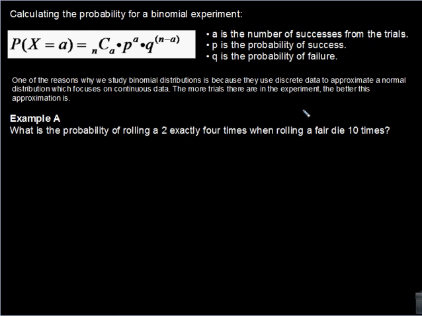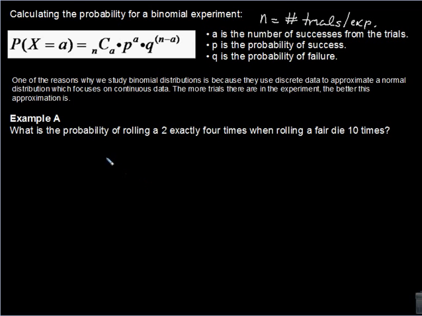This was in the last chapter. We already did this. We were familiar with this. A is the number of successes. P is the probability of success. Q is the probability of failure. I forgot to put it in here. N is the number of trials or experiments. Okay. One of the reasons we study the binomial distributions is because it's discrete data and it gives us a nice normal distribution curve. And the more trials that we run, the closer we get to that perfectly normal curve.